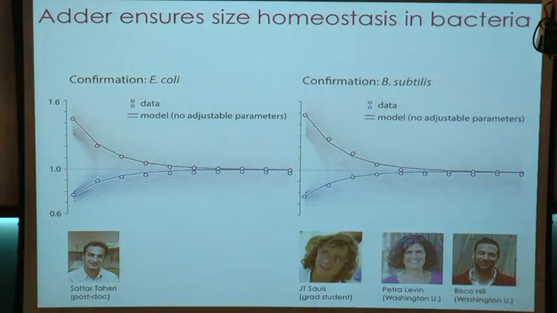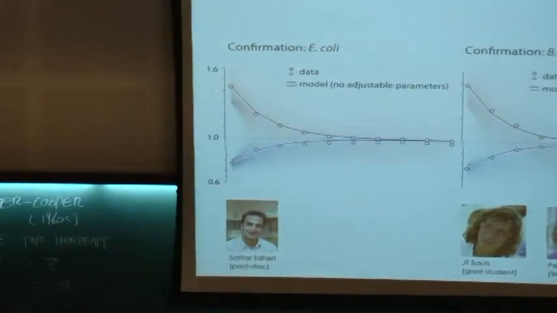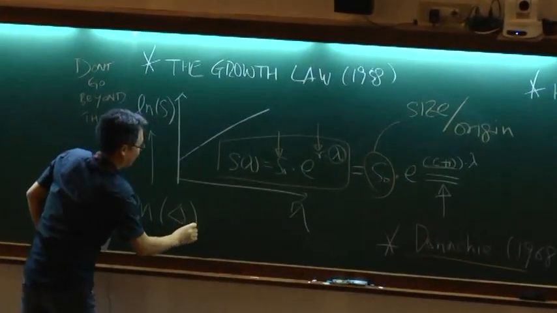But what he is pointing out, and another student mentioned it too, is that delta is the population average of a newborn size. So after more than 50 years since Schaechter, the growth law, we know where the y-axis comes from. And what the cell really tries to control is the delta itself. This is nothing but log of delta.